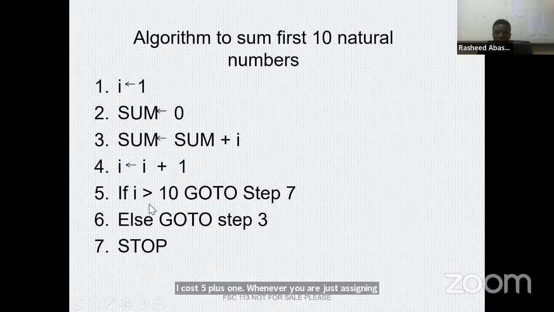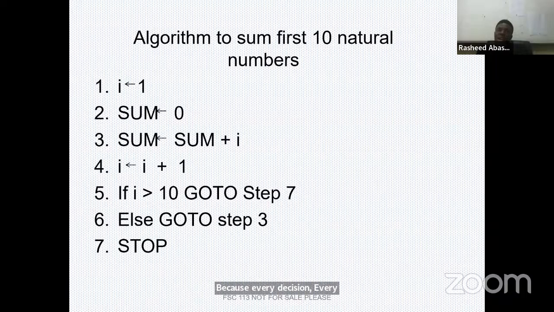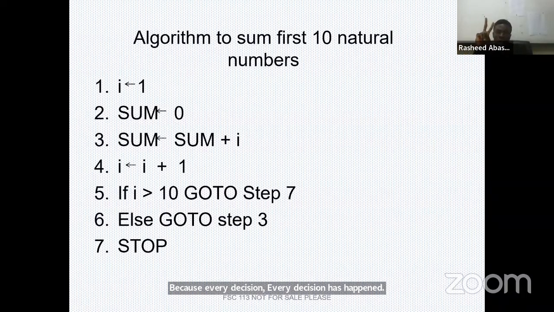Here we are making a decision. I greater than 10 is the diamond, because that's for decision. You are making a decision there. Is this true or not? Because every decision evaluates to what? True or false. Every decision has a condition, and that condition must evaluate to one of two possible values, true or false.